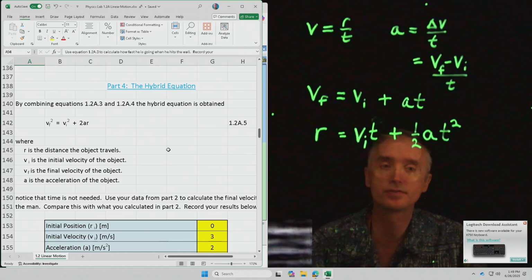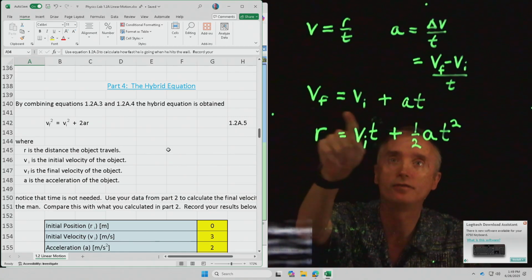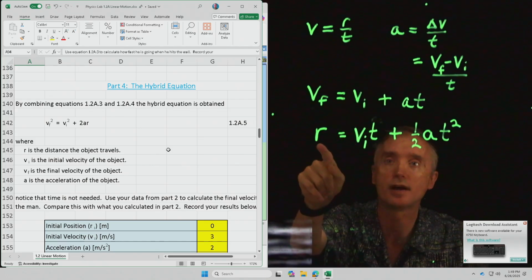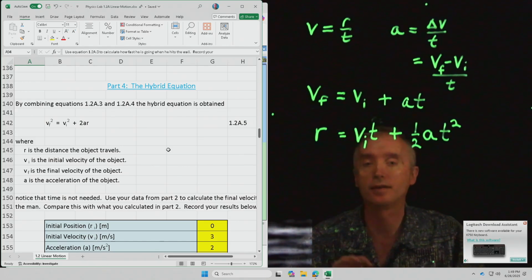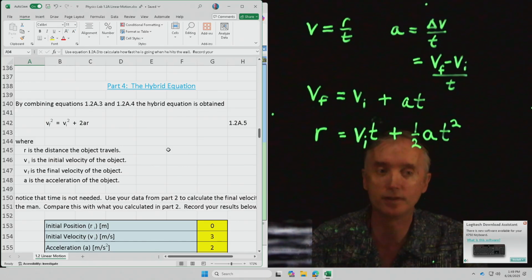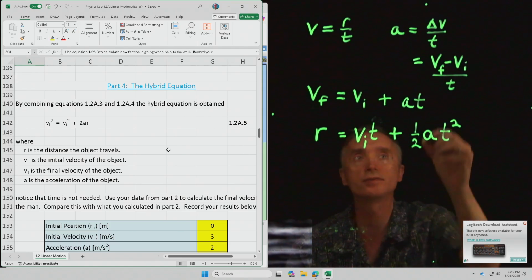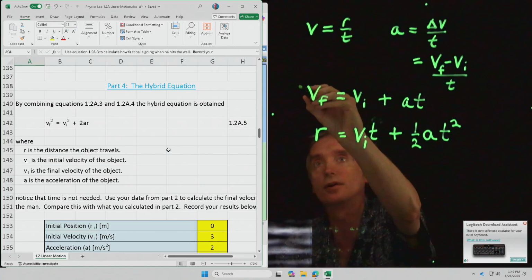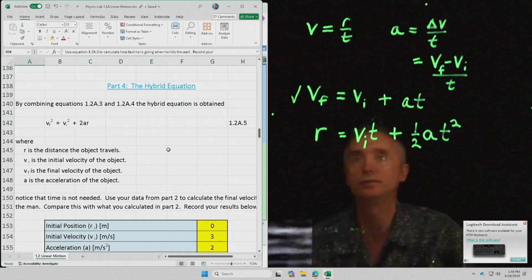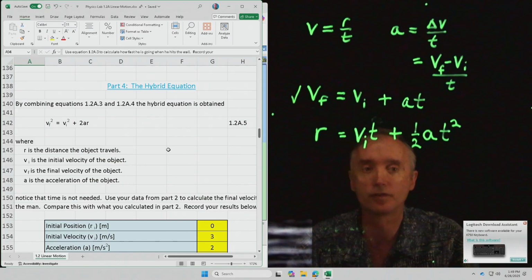Alright, I'm back, and so we've got these two equations. This one was the how fast equation, and this one was the how far equation. What's really cool about this is we could take this equation here, take that equation, and then solve it for the letter t, okay?